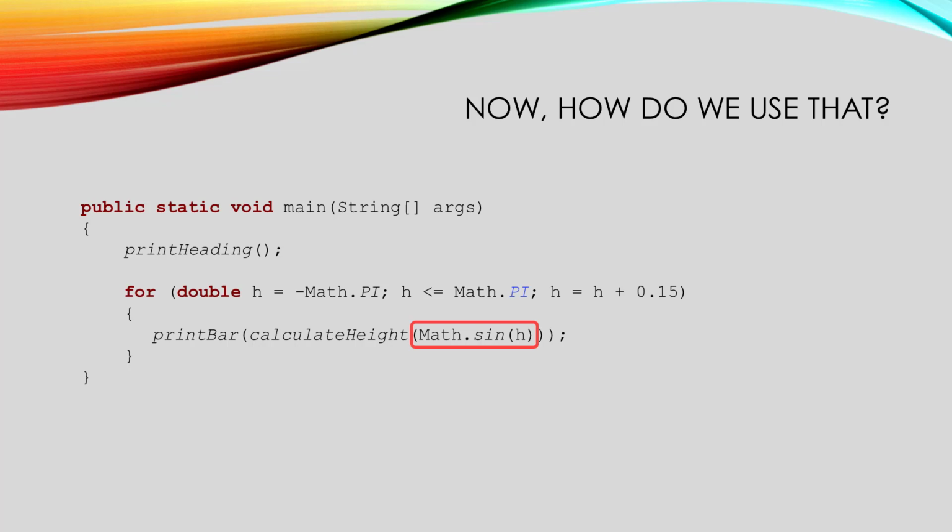That call will evaluate to a real number between -1 and 1. We're going to pass that into calculate height to convert it to a number of spaces. And then we pass calculate height, which evaluates to that number of spaces it calculated, into print bar to print that line of the function.